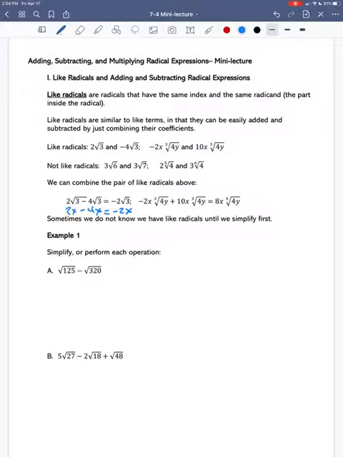So example 1, square root of 125 minus square root of 320. Obviously, we don't have like radicals here. The insides are not the same. But these can be simplified. Remember, the idea of a radical being simplified is that I can't take out any perfect powers of the index. Now, there's no index written here. That means these are square roots. So I want to see, is there a perfect square that I can take out of the 125?